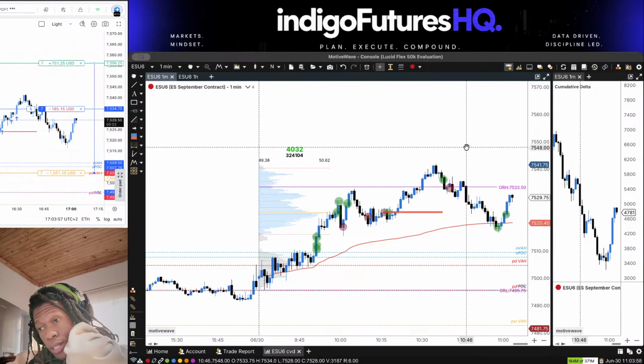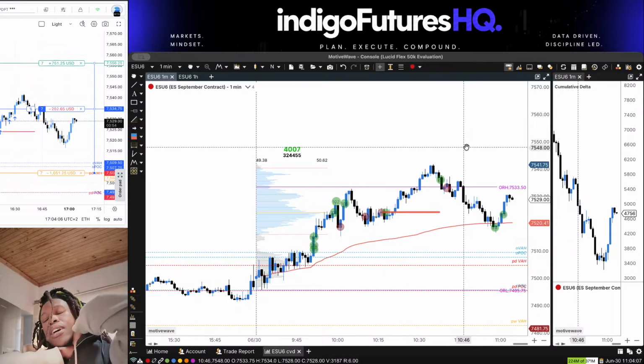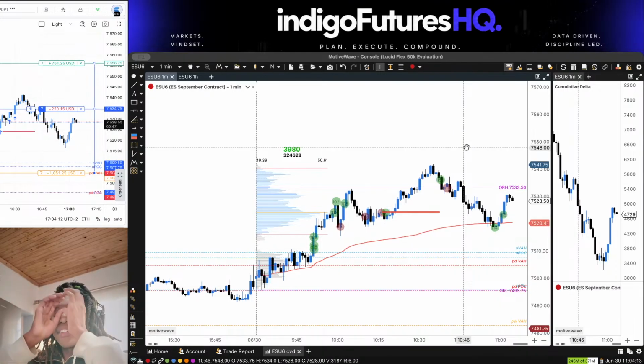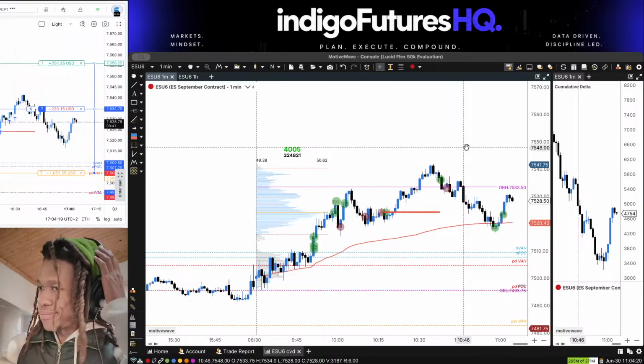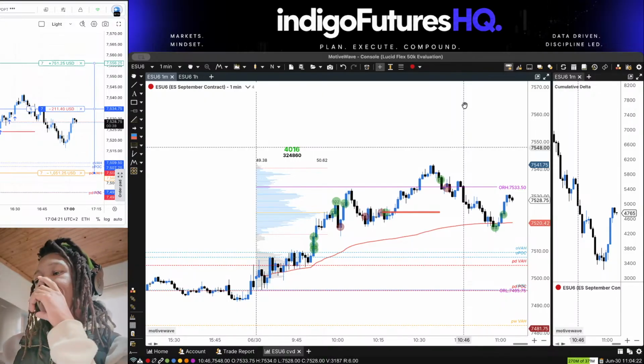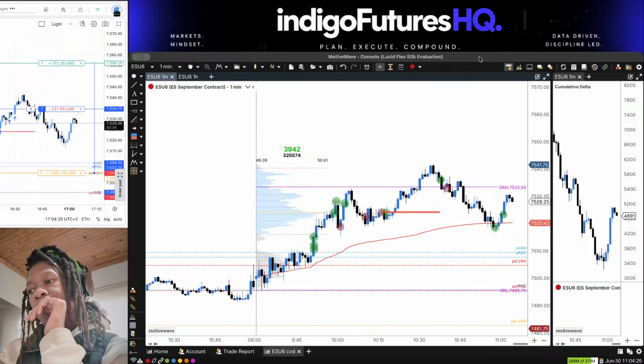Nothing more to it. My sizing is off though. I think I am trying to catch some home runs, which is counterproductive, because if I do get stopped out of this, it ruins everything that I've worked on this entire month. So is that smart? Not really. It's not the best way to go about it. It's not a good way to go about it at all.